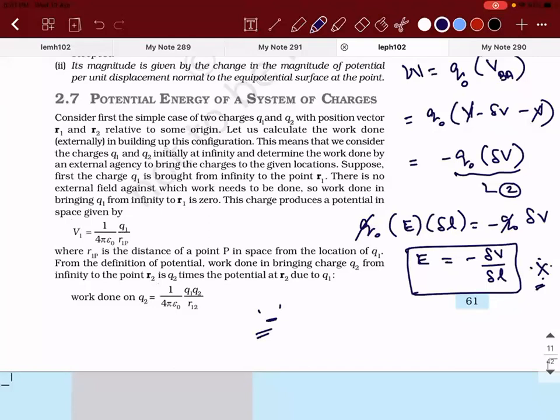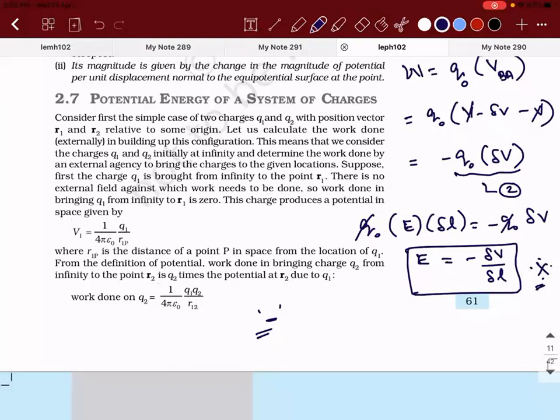So here the negative sign indicates that the electric field is always in the direction of decreasing potential. The significance of the minus sign in this context is that the electric field has a direction. It's a vector quantity. It is in the direction of decreasing potential, meaning whichever direction the potential keeps on decreasing, that will be the direction of the electric field.